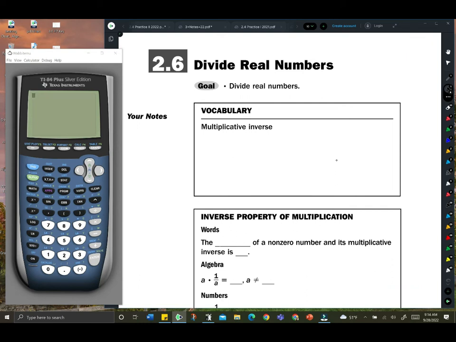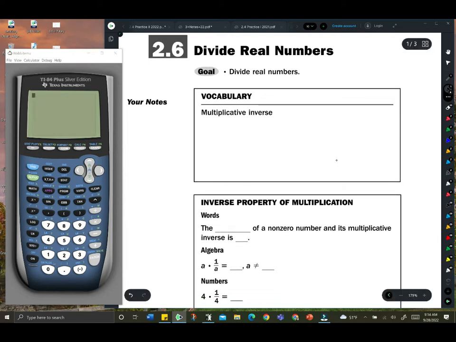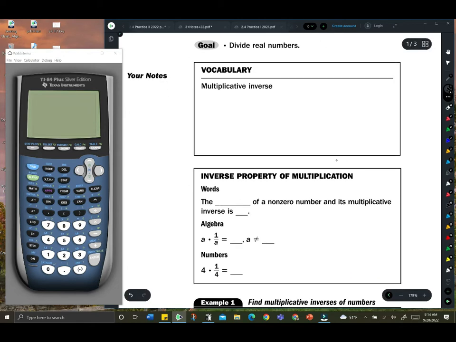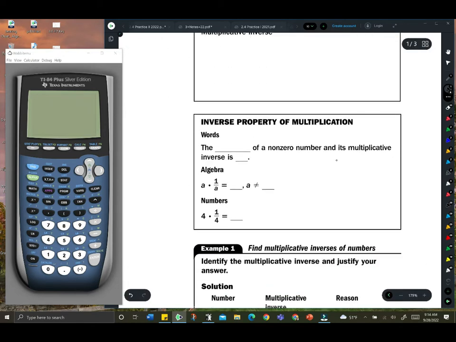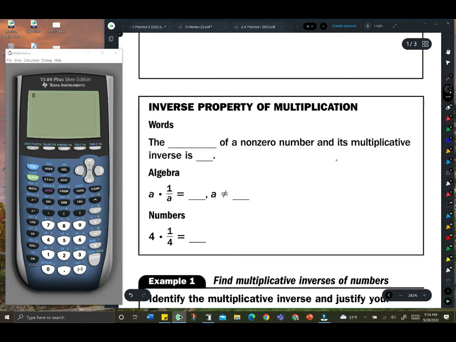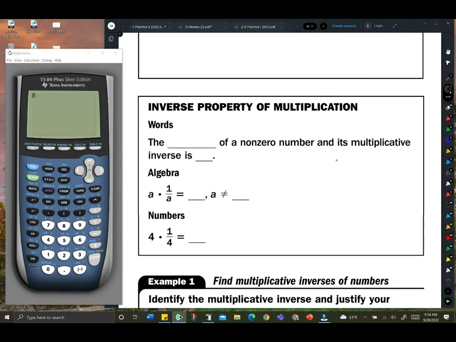Today we're going to be dividing real numbers and focusing on something known as the multiplicative inverse. Basically, the inverse property of multiplication takes the reciprocal. So the product of a non-zero number and its multiplicative inverse is 1.